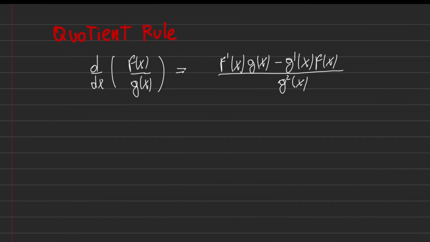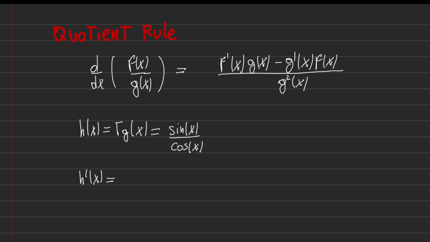As a second example of application of the quotient rule, I want to show you how to compute the derivative of h of x equal to the tangent of x, which, I recall you, is just equal to the sine of x over the cosine of x. Well, let's try to apply the quotient rule to the sine of x over cosine of x. So first things first, we square the denominator, so cosine squared of x.